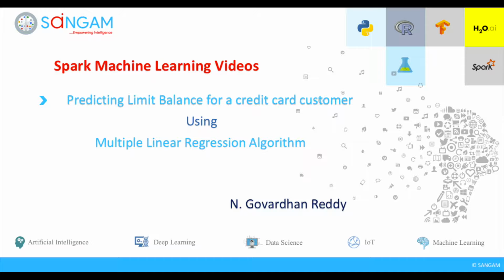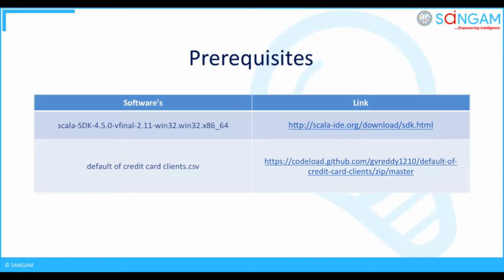Hi all. Today we are going to demonstrate how to build a model for predicting the accuracy and probability of default credit card payments using multilinear regression. To complete this process we need to have some prerequisites. They are Scala SDK and the default of credit card clients.csv file.